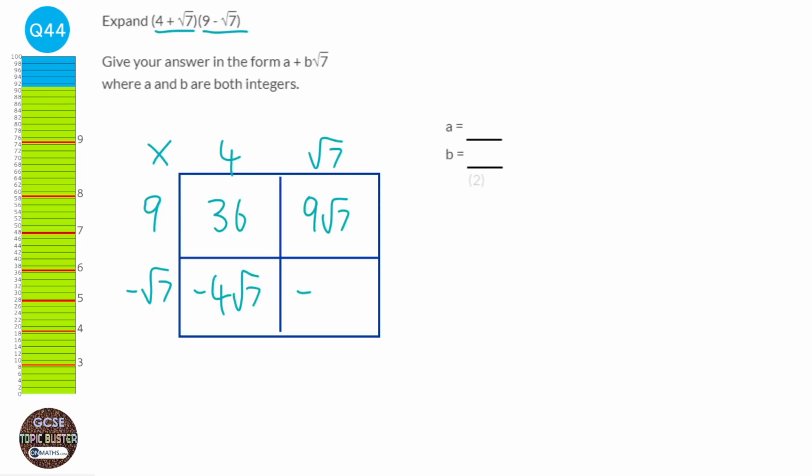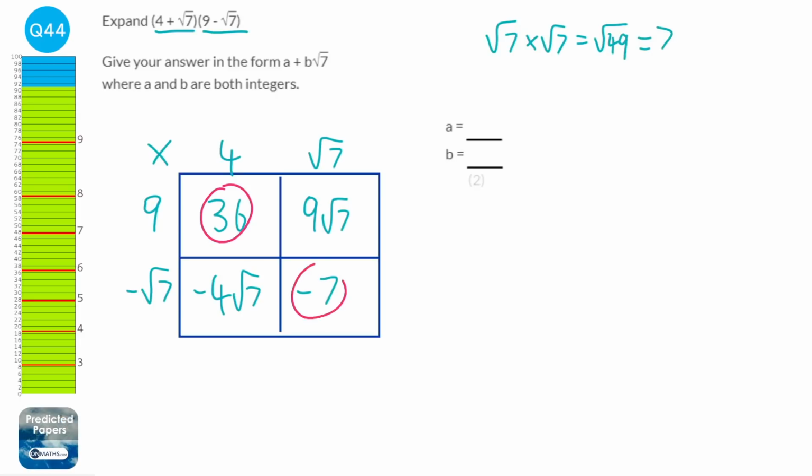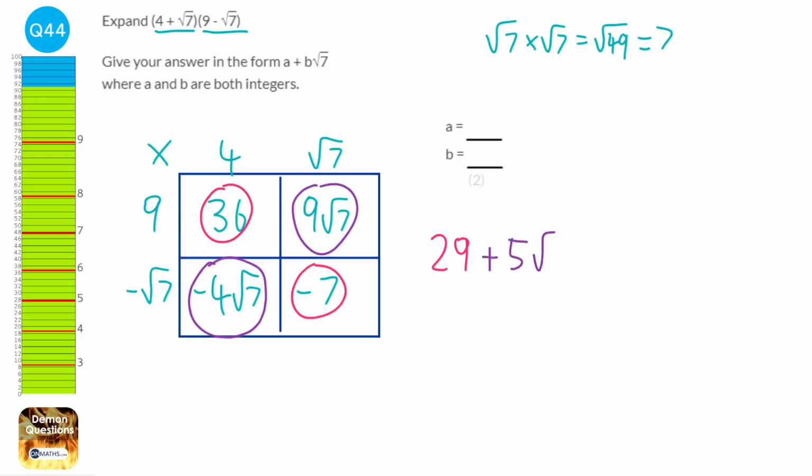and then root 7 times root 7 is just going to be root 49 because you times together the number inside the surd, and then root 49 is just 7, so that's just going to be minus 7. Then we can add these two together, which will give us 29, and then we can add the surds, so actually it's going to be taking away because we've got minus 4 root 7 there, so 9 root 7 take away 4 root 7 is going to be plus 5 root 7. Compare it to the question, a plus b root 7. The a would be 29 and the b would be 5.